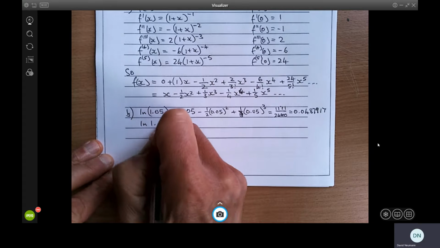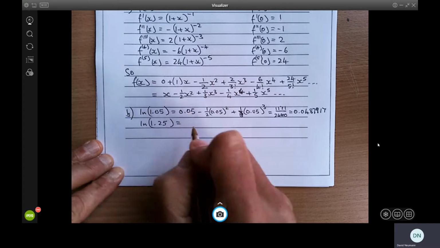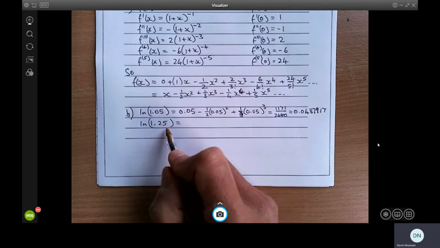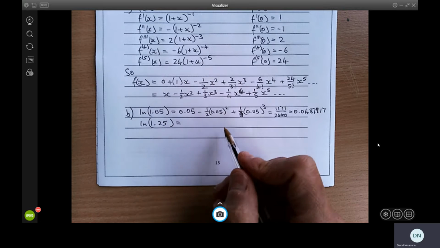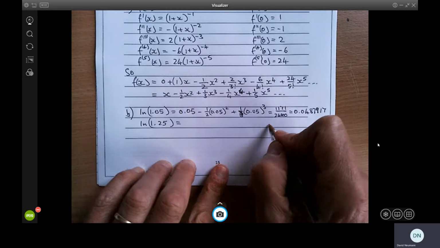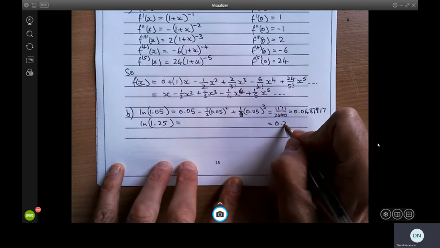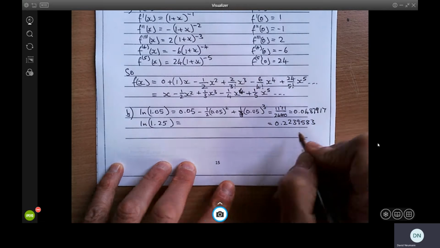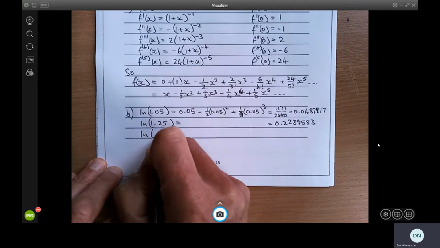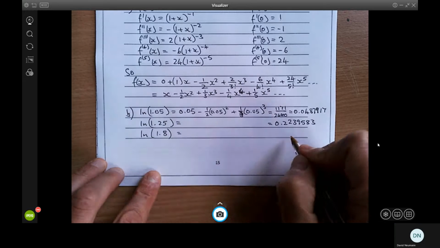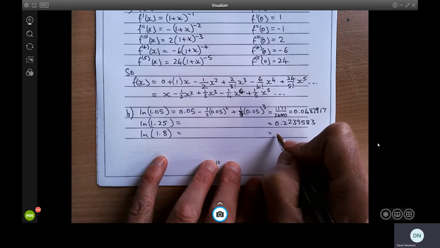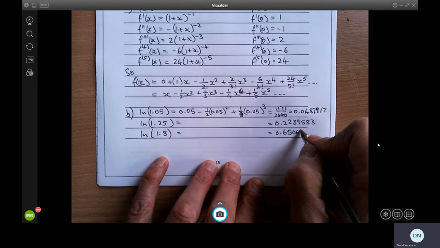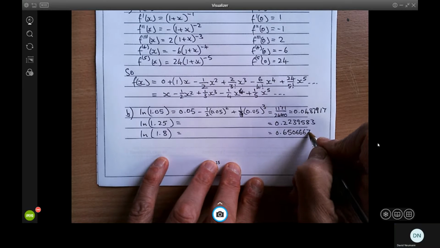Ln of 1.25 is equal to, I'm not going to write out all the working here, so you would put in 0.25, put in 0.25 squared here, and so on. This is 0.2239583, and ln of 1.8 is 0.6506667.